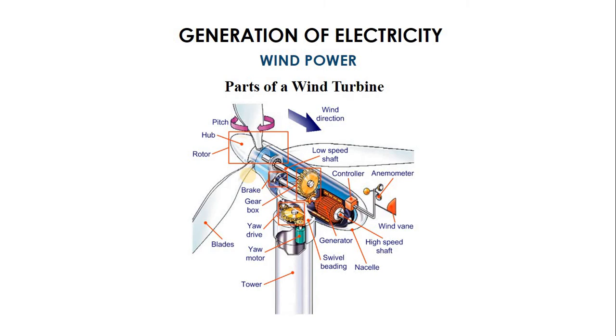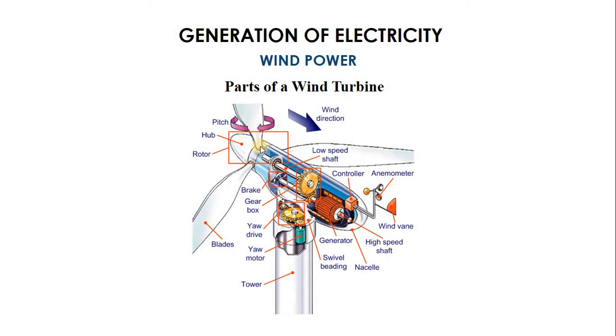So if the angle is such that the area facing the wind is big and the wind is so strong, the speed of which is determined by the anemometer, the controller takes the signal from the anemometer and then uses it to control the pitch, to reduce the area surface.